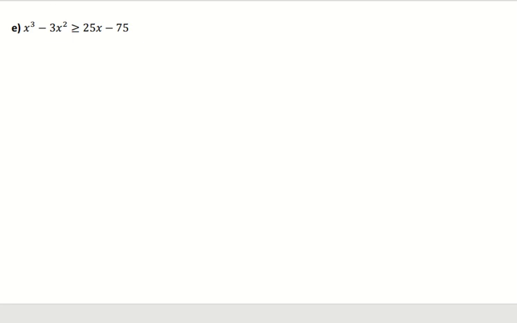How to find the values of x in inequalities. The first thing we have to do is bring all the terms of the inequality to just one side of it. So let's start by copying this: x cubed minus 3x squared. I want to bring all the terms to just one side of the inequality, so this becomes negative 25x, and this becomes positive 75 is greater than or equal to 0.